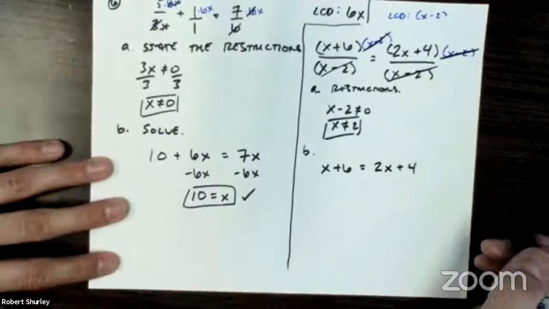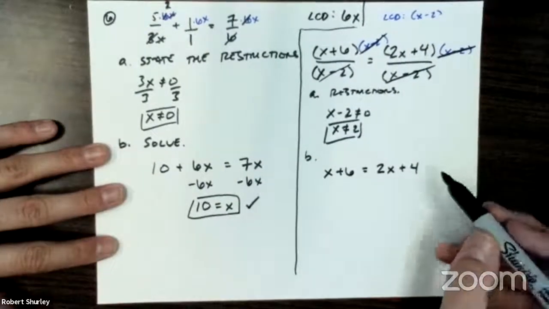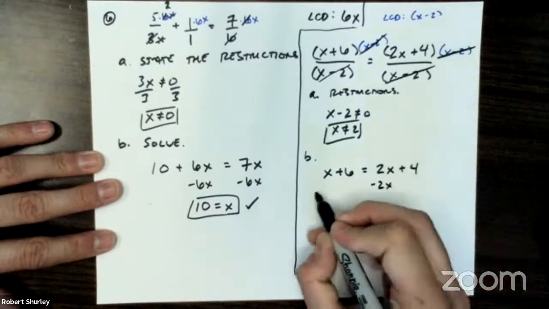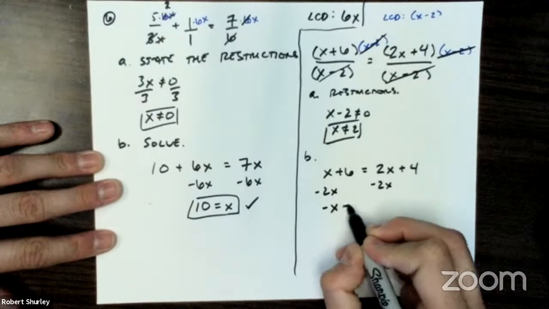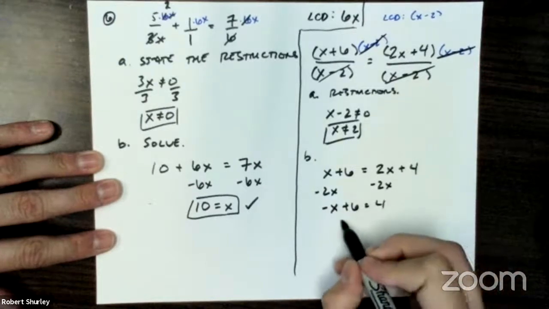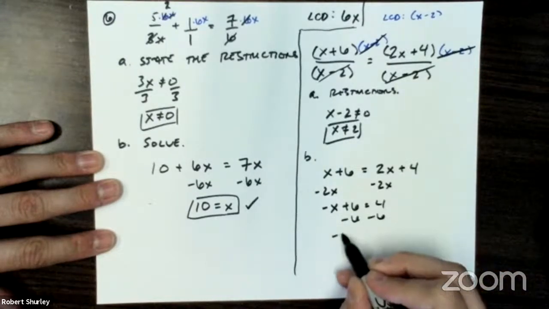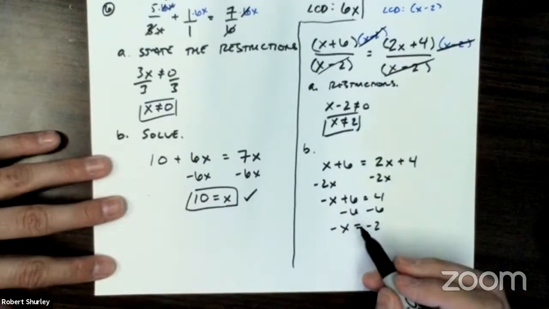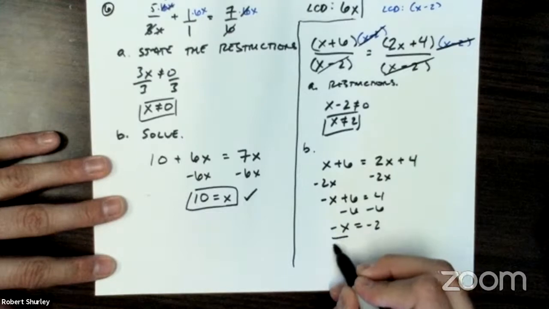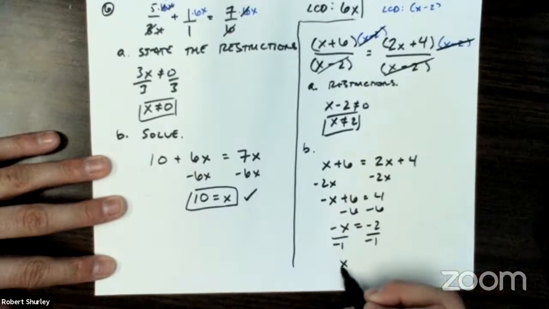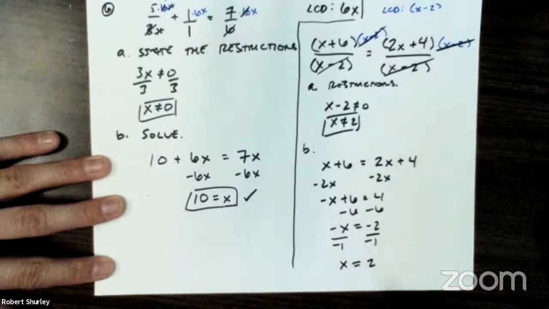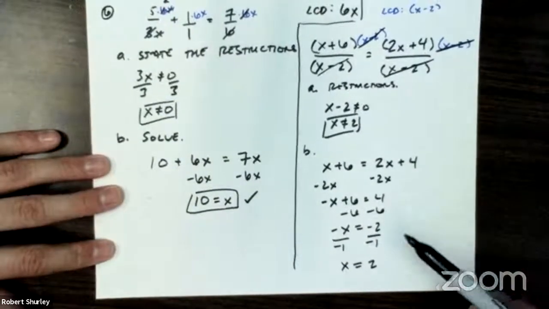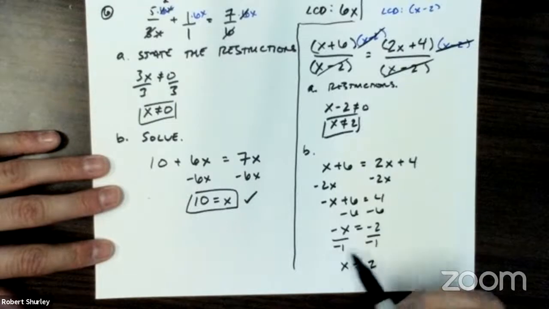2x plus 4. Okay? So let's solve it out now. I'm going to subtract the 2x. Negative x plus 6 equals 4. Subtract the 6, and I get negative x equals negative 2. And then I've got to divide by negative 1. Hey, wait a minute here. I wind up with x equals 2. That's not a coincidence. I wanted to choose one that did this, okay? I wind up with x equals 2.